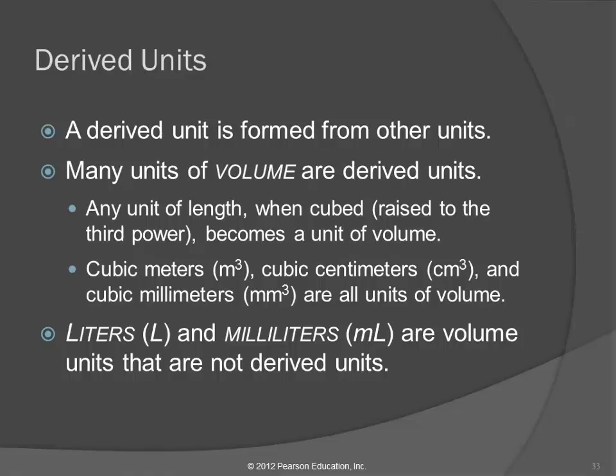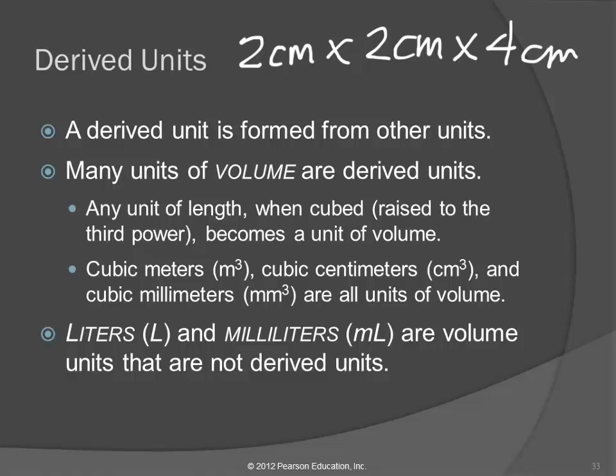And so you take that and you cube it, and it becomes, let's see, there's got to be somewhere on this slide I can write. So say you had 2 centimeters times 2 centimeters times 4 centimeters. You had a block of wood, and those were the dimensions. When you do that math, you end up with 16. Centimeters times centimeters times centimeters is centimeters cubed. So 16 centimeters cubed, or cubic centimeters.